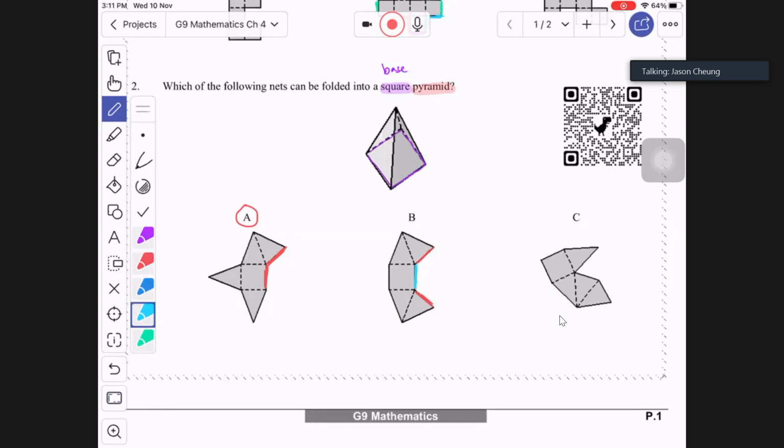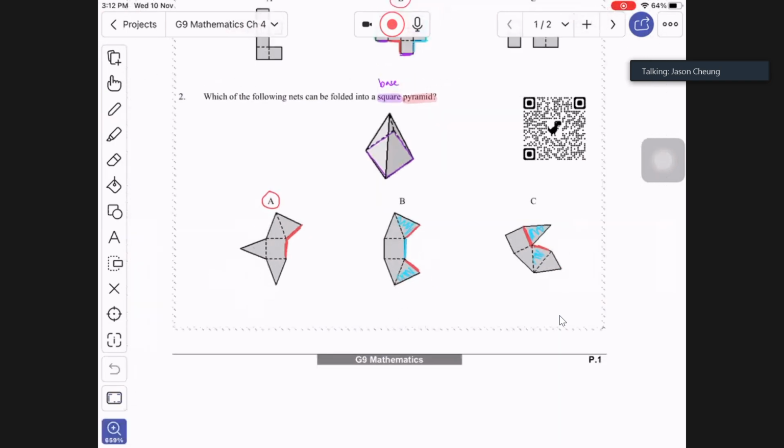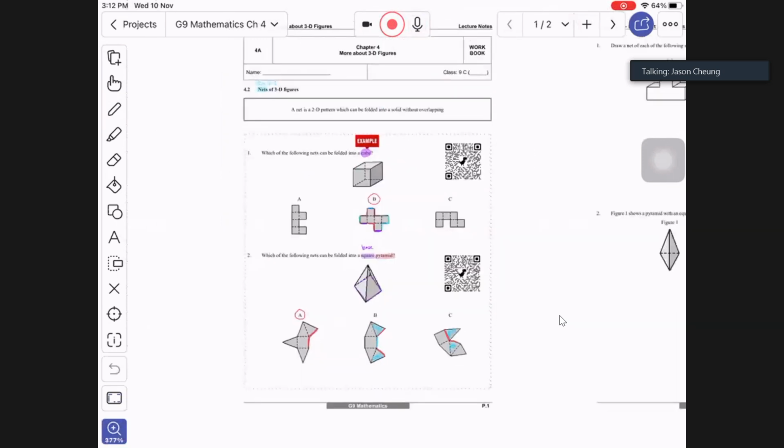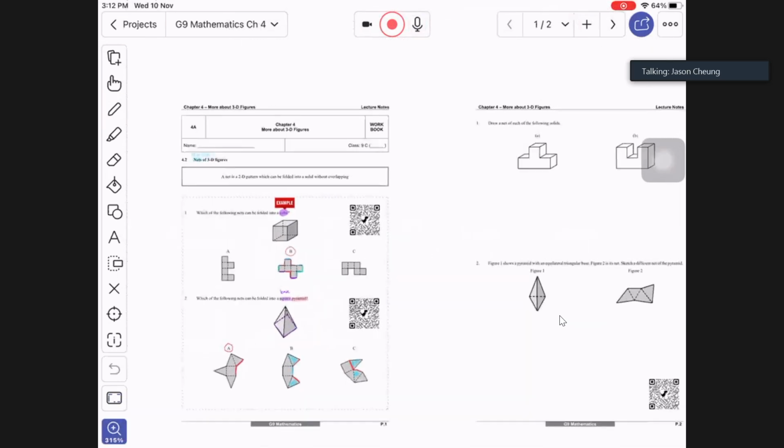And then also this one again. So when we try to flow it, this side will coincide with this side. Here we can see that there will be some overlapping. For this one, these two will be the overlap. Here, these two will be overlapped, which is wrong. So the answer is A. Any questions? If no, then we go to the next one.